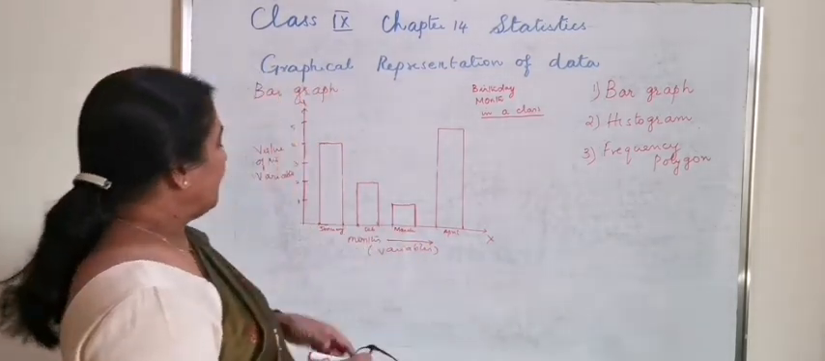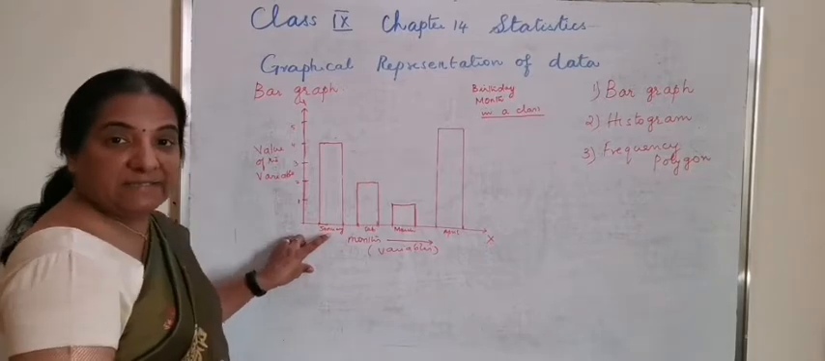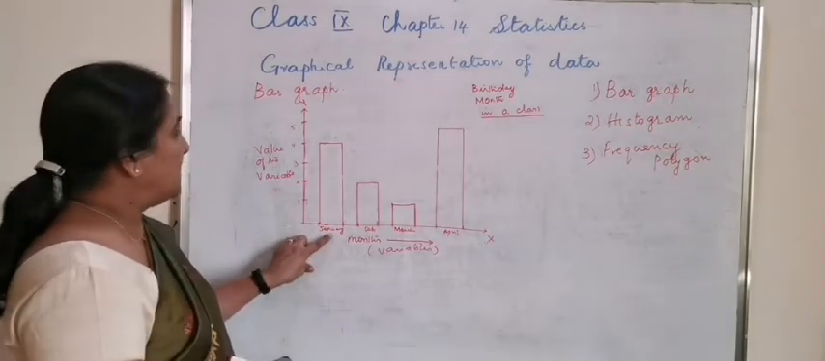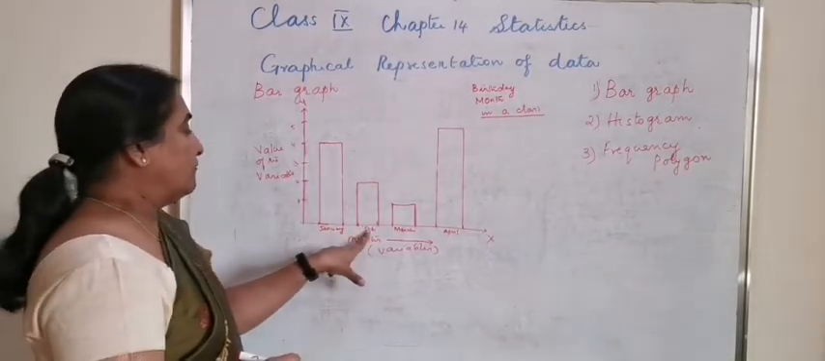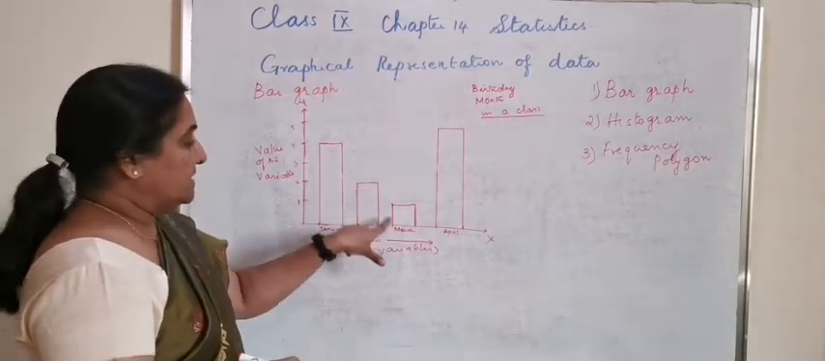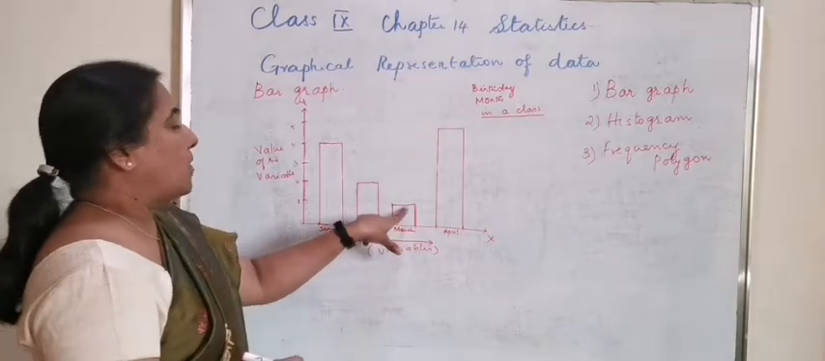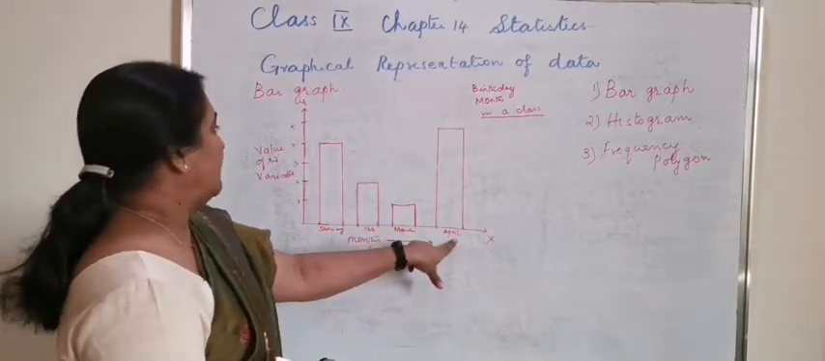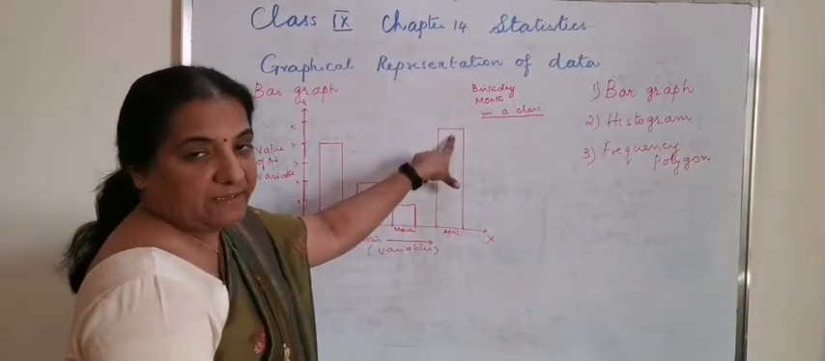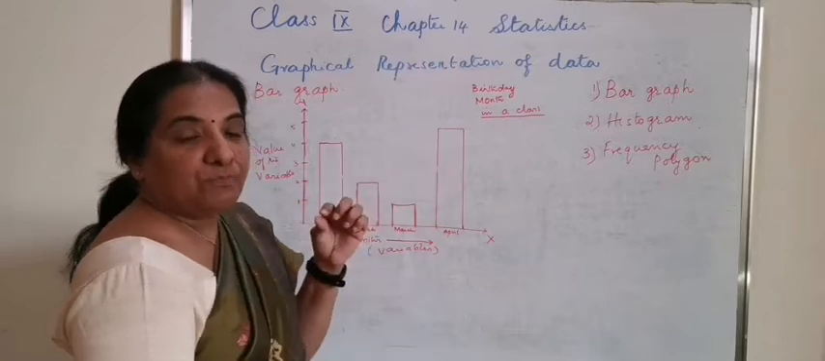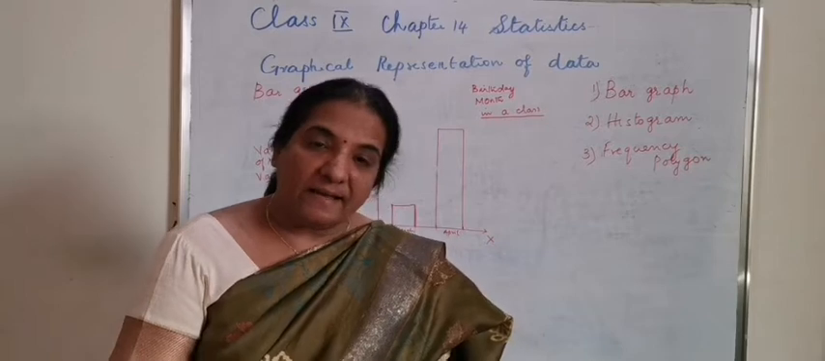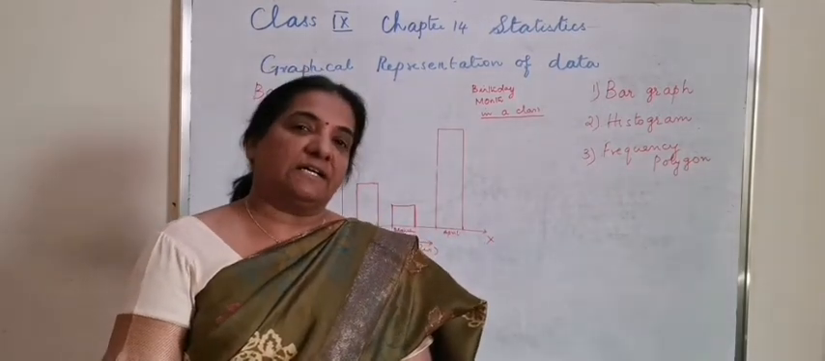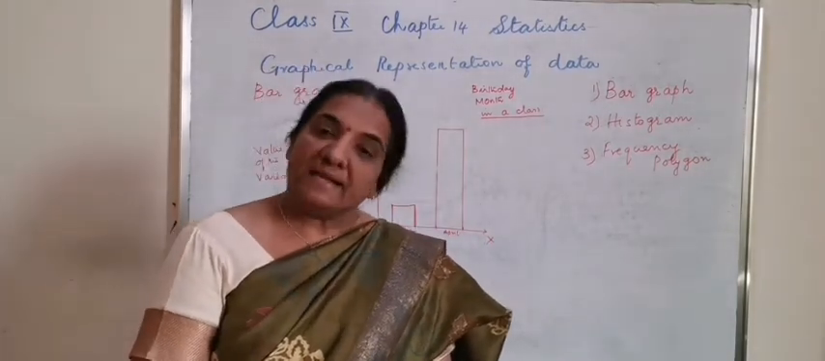And now you can read this data as: in the month of January 4 students have their birthdays, in the month of February 2 students, in the month of March 1 student, and in the month of April 5 students have their birthdays. So, by the graphical representation, the data is very clear and the interpretation of data also becomes very easy.